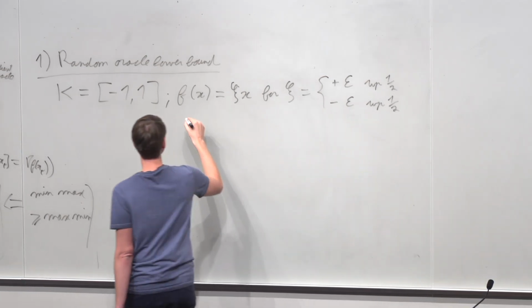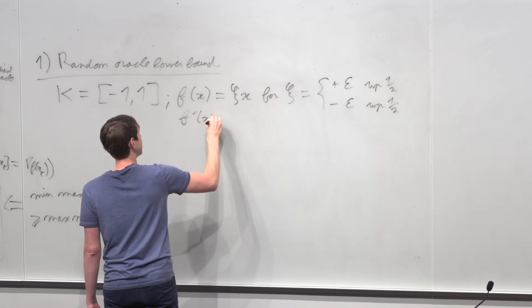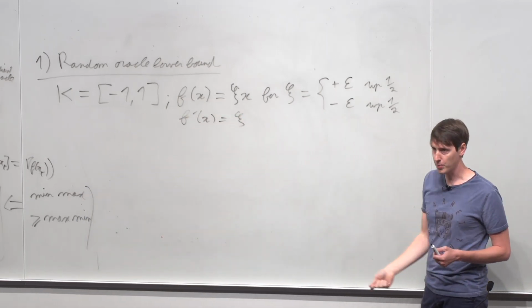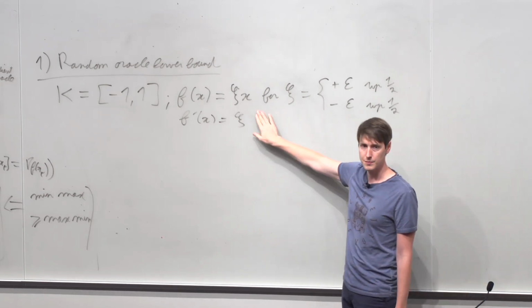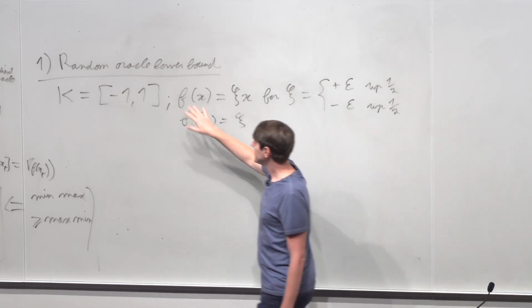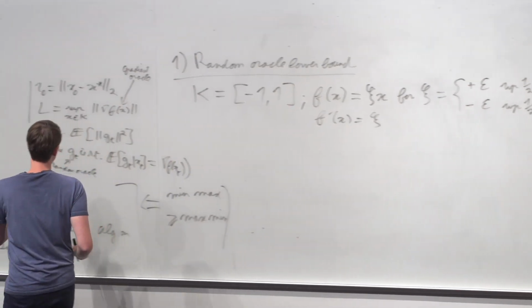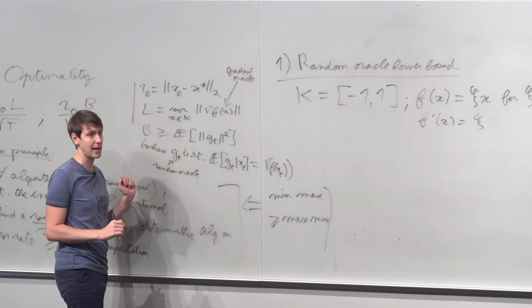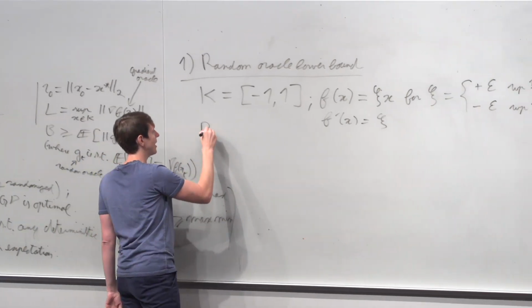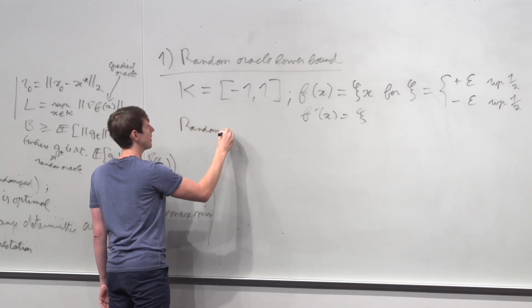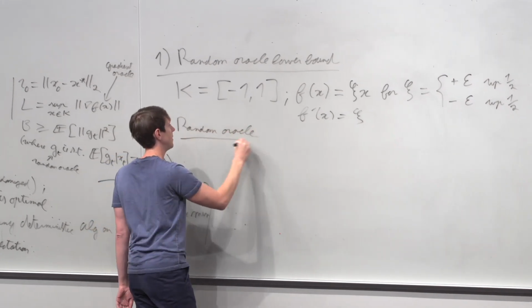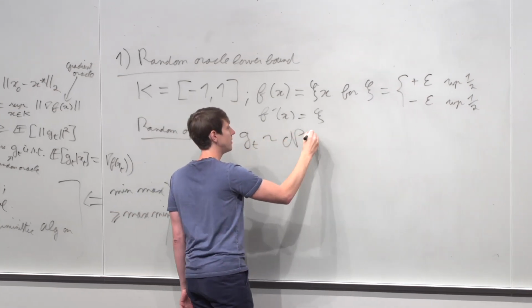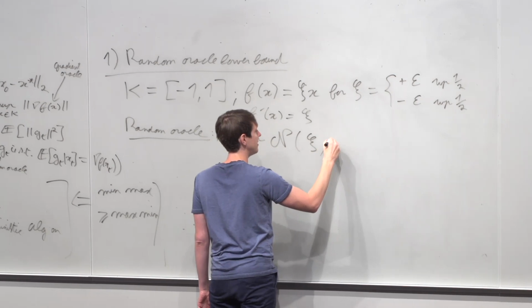Note that the gradient of this, f prime of x, is just psi. So my gradients don't depend on the point. It's just this psi. That's all it is. Now we are in the random oracle model, so I also have to specify a random oracle. That means something that gives me psi in expectation. So the random oracle is like this: g_t is going to be sampled from a Gaussian centered at psi and of variance 1.